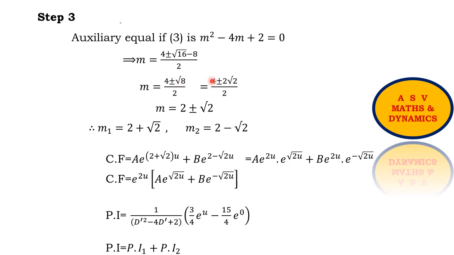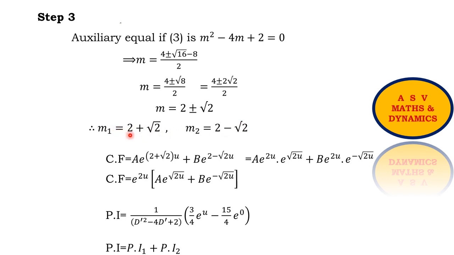In this case, the 4 and 2 have a common factor, so you can take 2 outside. Then the remaining is 2 plus or minus root 2, divided by 2, and the 2 cancels. One time you have to add, another time you have to subtract. So now we have the two roots.